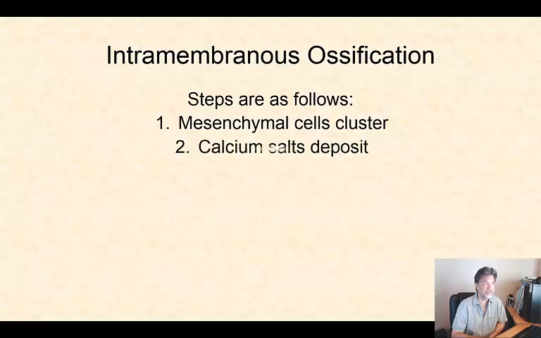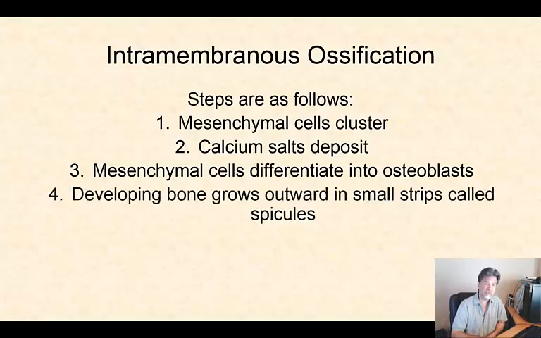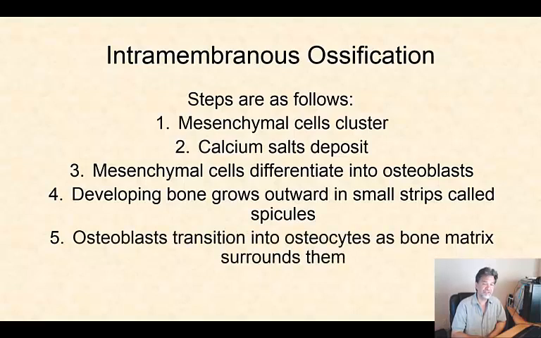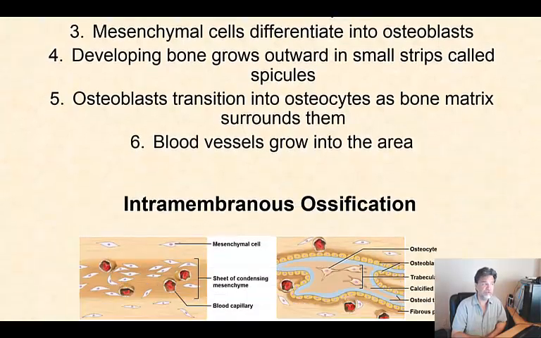So we see this clustering occurring first, then calcium begins being dumped into that area by blood flow. The mesenchymal cells begin differentiating directly into osteoblasts, so we have no cartilage involved here. The next step is that the bone begins forming these little finger-like projections called spicules, like really sharp fingers. And then the osteoblasts, once they're surrounded by matrix, form into osteocytes, and we are already familiar with that. And the blood vessels will then be growing into the area, they'll get trapped within the bone formation, and we'll have our flat bone formed.